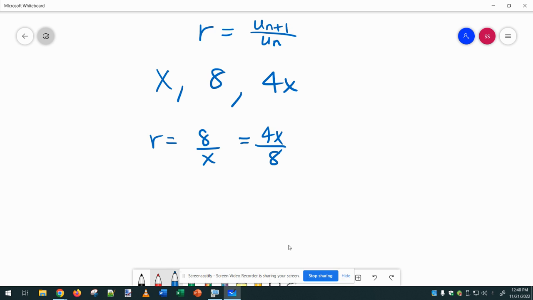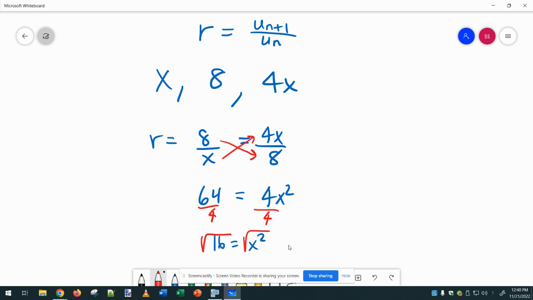So if I set them equal to each other and I cross multiply, we get 8 times 8 is 64, and 4x times x is 4x squared. Then I can divide both sides by 4. I get 16 equals x squared, and when I take the square root of both sides, I get x equals 4, or x equals negative 4.